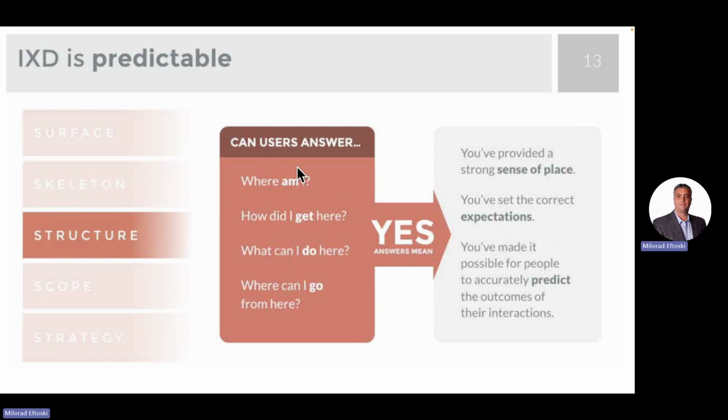So can you answer these questions? If it's a predictable environment: where am I? How did I get here? What can I do here? Where can I go from here? If the answer is yes, once you look at something, it means you've provided a strong sense of place. You've set the correct expectations. You've made it possible for people to accurately predict the outcomes of their interactions. So when you present something, make sure it's very, very easy for the user to understand all these main points.